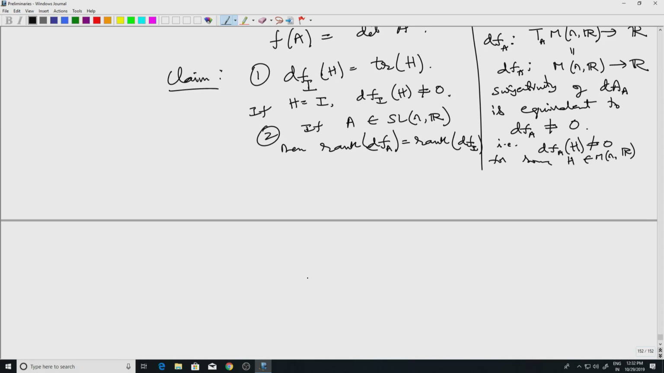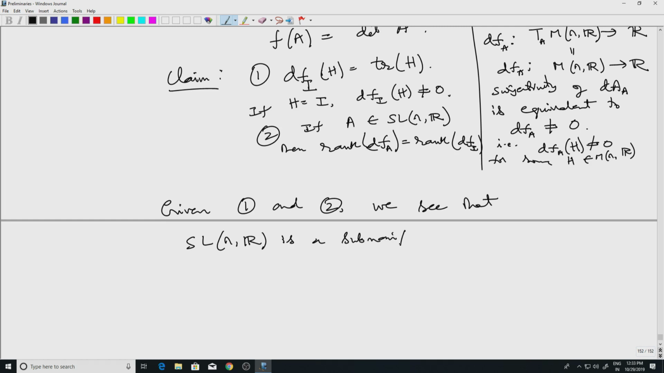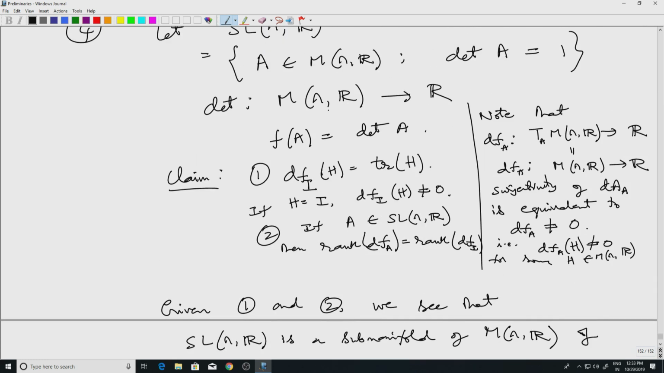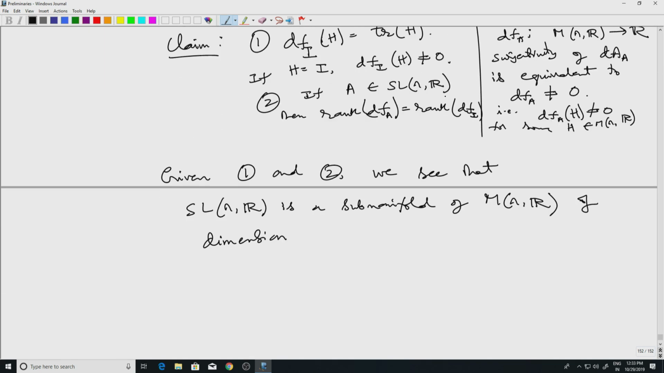If we have these two claims, then we would be done, because given 1 and 2, we see that SL(n, R) is a submanifold of M(n, R) of dimension n squared minus 1. Remember that the dimension given by the regular value theorem is just the dimension of the domain minus the dimension of the target. The dimension of the domain M(n, R) is n squared, and the target has dimension 1. So this immediately follows. Now let us see why 1 and 2 are true.